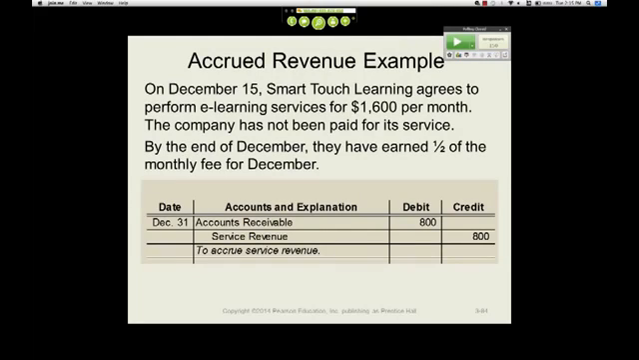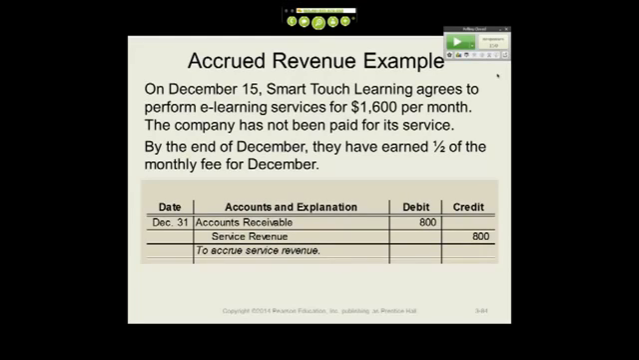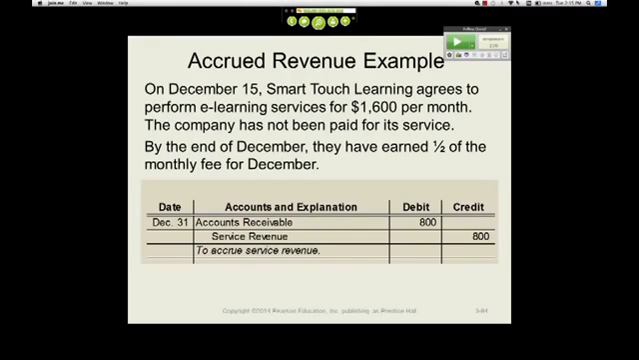All right, so let's go to the example. Everyone okay with this? You need any more time, or you have any questions on that? Okay. On the example, it tells you that Smart Touch Learning agrees to provide e-services for $1,600 per month, but it has not been paid for its services. At the end of December, it actually found out that it provided one half of the services. So very simply, what do you do? You debit the accounts receivable and credit service revenue.